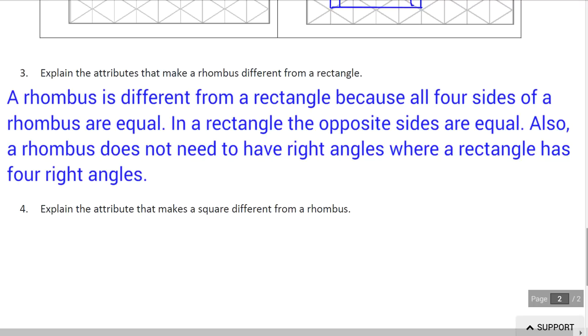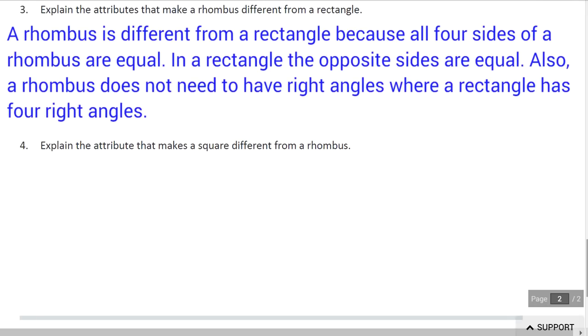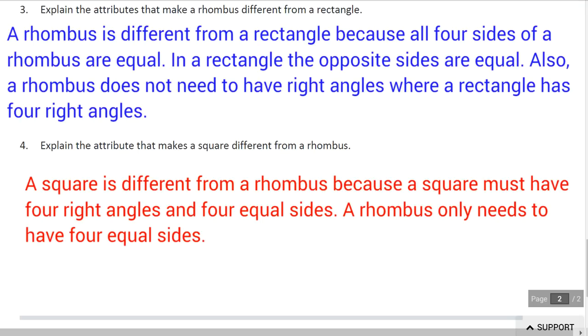And last but not least, what's the difference, ladies and gentlemen, between a square and a rhombus? What attributes make a square different from a rhombus? Pause the video, hit play when you're ready. Alrighty, how'd you do? Well, a square is different from a rhombus because a square must have 4 right angles and 4 equal sides. A rhombus only needs to have 4 equal sides, does not have to have right angles.